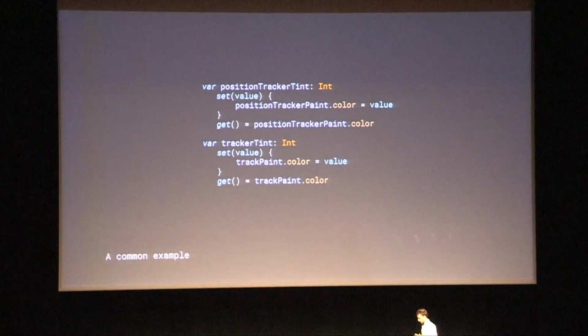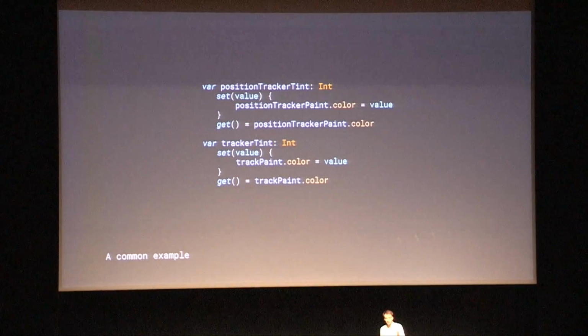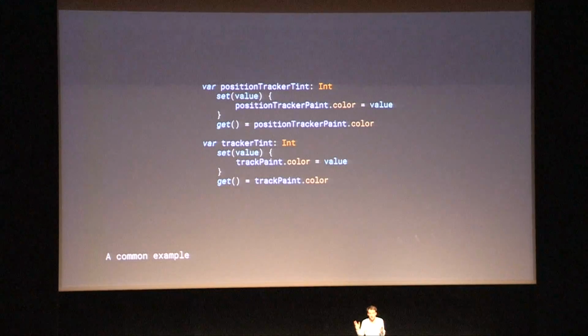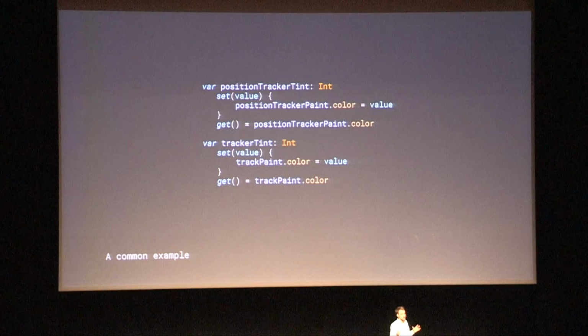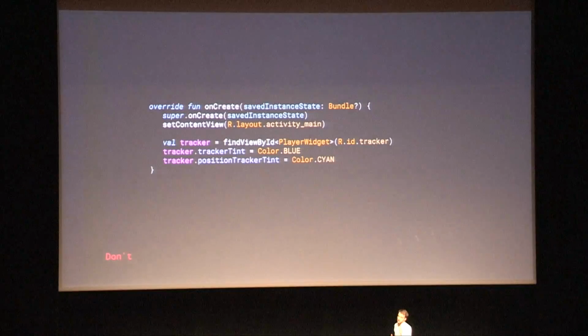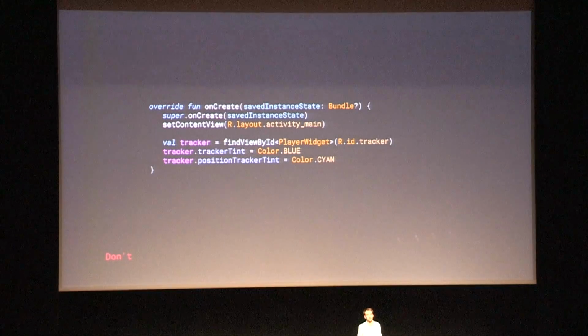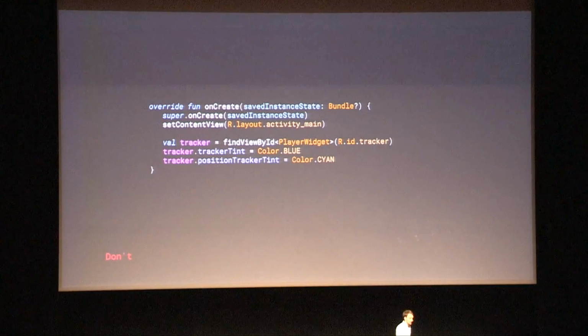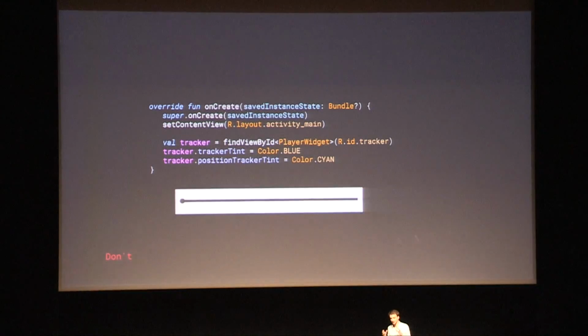To start our custom view, we'll just define a setter and a getter, and it's just simple. But what you might do with this setter and getter is use it in your onCreate method. So here we are setting the tracker tint and position tracker tint within the onCreate, which will lead to, again, I like gray today, this ugly gray seek bar.